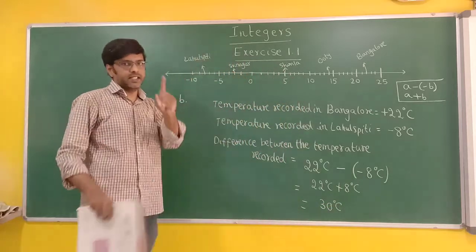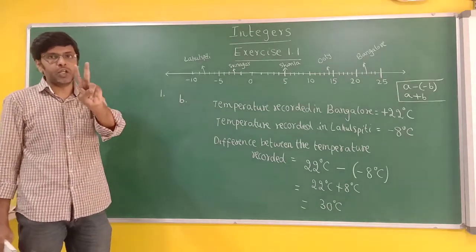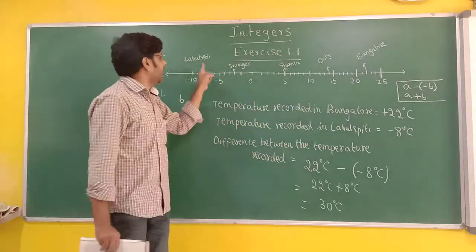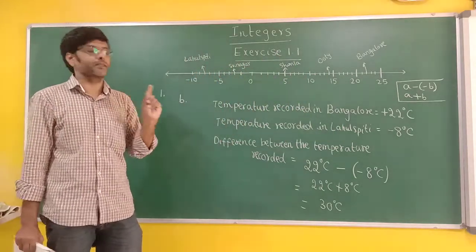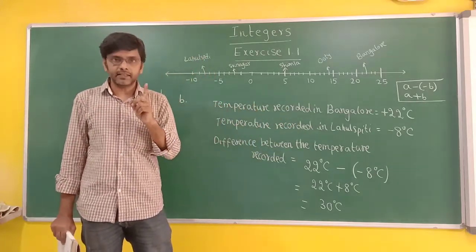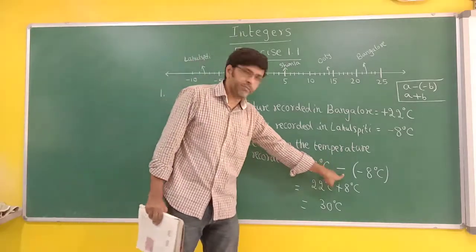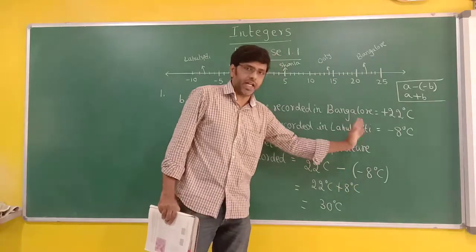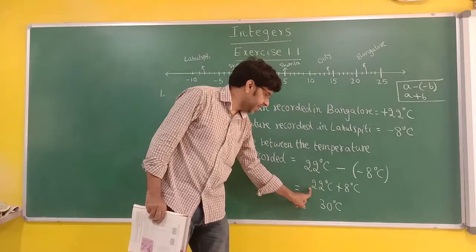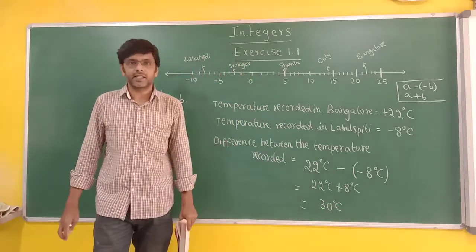I will explain once again, listen very carefully. They are asking the temperatures recorded between two cities. Between Bangalore, it is the highest temperature, and Lahore Spiti, it is the lowest temperature. To find the difference, we have to subtract. When we are subtracting, the bigger number should be written first, then the subtraction symbol, and the smaller number we have to write next. Now, minus into minus is plus. So, 22 degrees Celsius plus 8 degrees Celsius is plus 30 degrees Celsius.